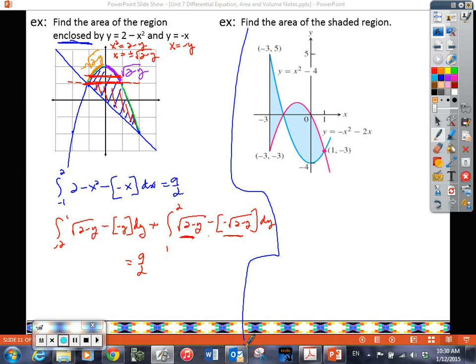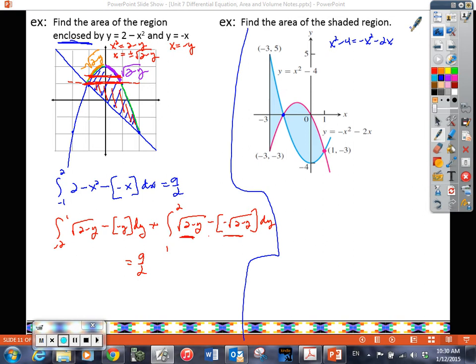We don't know about this intersecting point, but we know how to do intersections, right? We just set the equations equal to each other. So let's start out by finding this intersecting point. I would say x squared minus 4 equals negative x squared minus 2x. Now, even if you do this in your calculator, it's fine, okay? It's fine if you have a calculator and do it in the calculator.